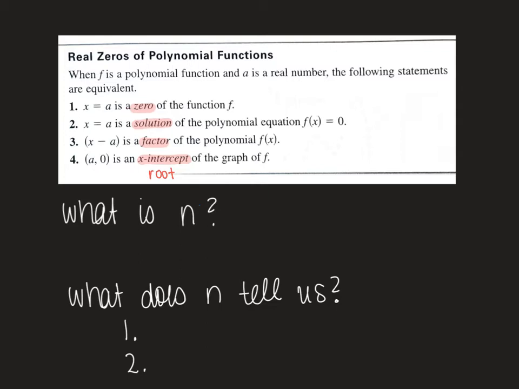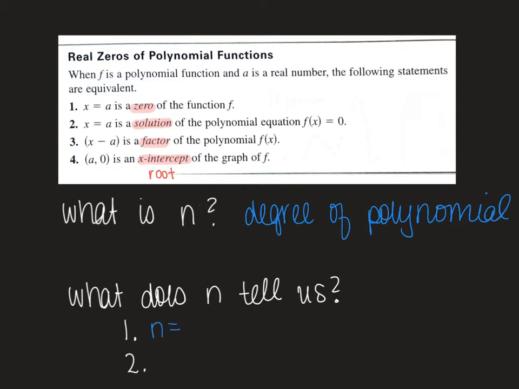Okay, so let's talk about n. N is your degree, the degree of the polynomial, and it's always the highest degree. The reason that this is important is because n tells us two different things. If you look at the exact value, that's the number of possible zeros. Whatever number is your degree, your highest degree, that's how many possible zeros you could have.